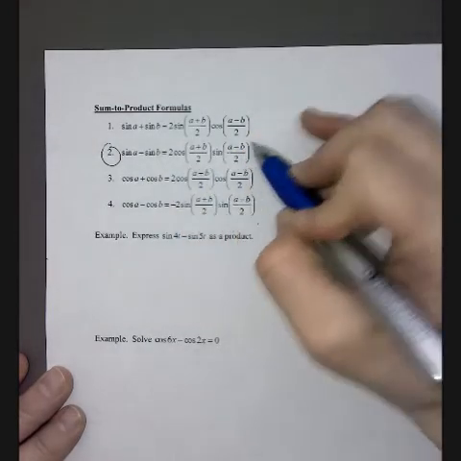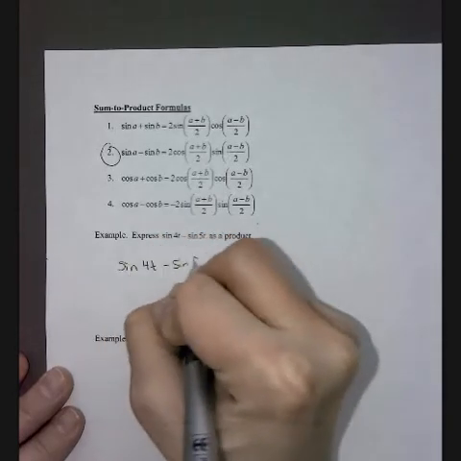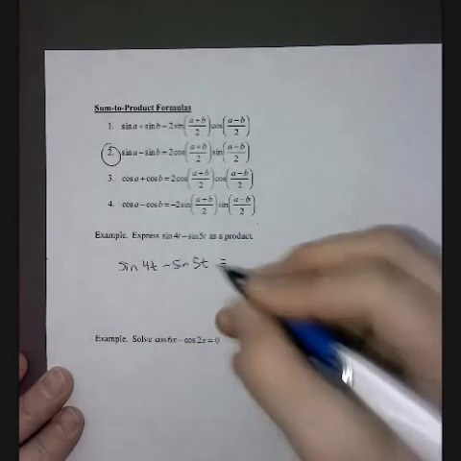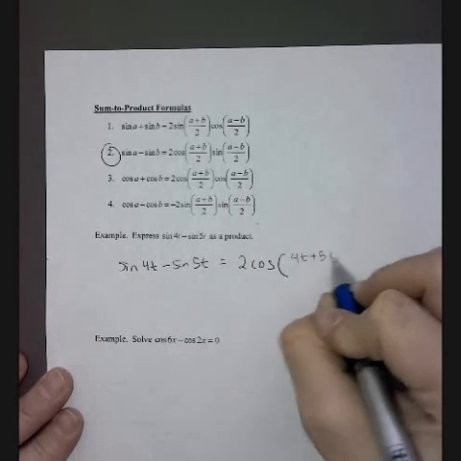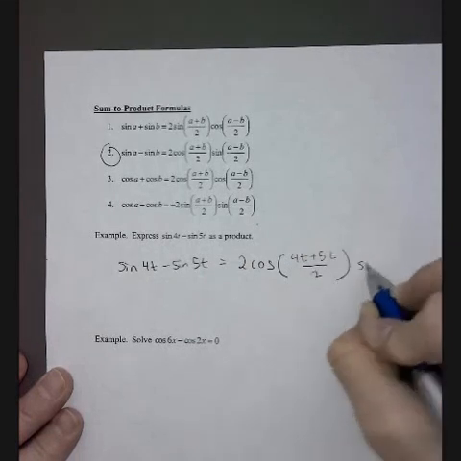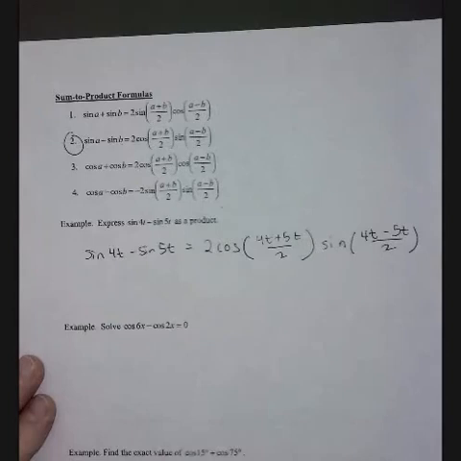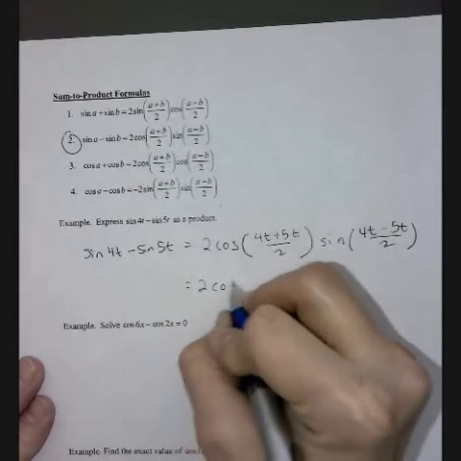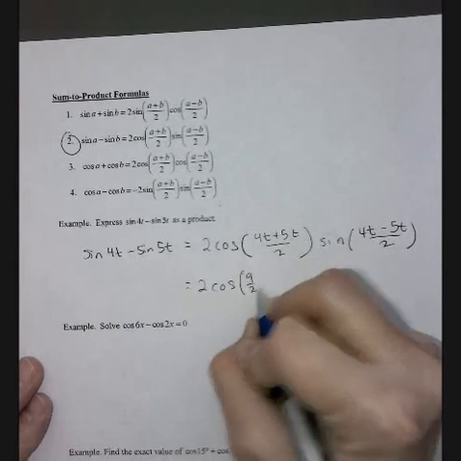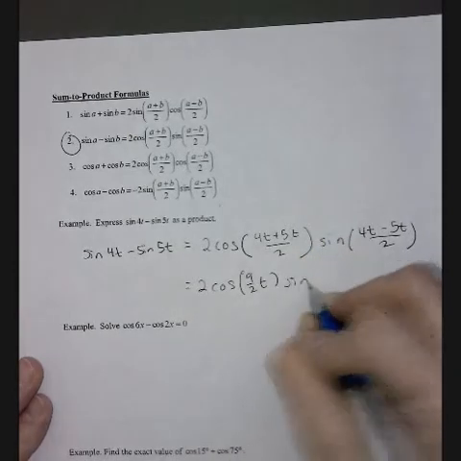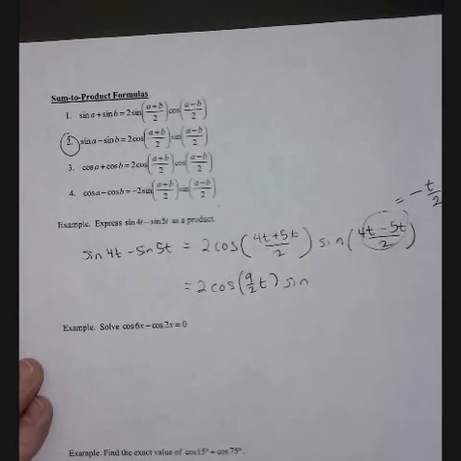So sine of 4t minus sine of 5t equals 2 cosine of (4t plus 5t) over 2 times the sine of (4t minus 5t) over 2. So we get 2 cosine of 9t over 2, or 9/2 t, times the sine. So notice this equals negative t over 2, or negative 1/2. Let's move that over, negative 1/2 t.